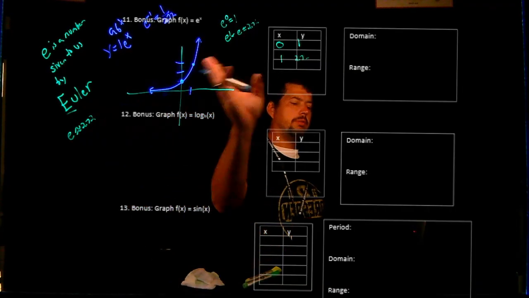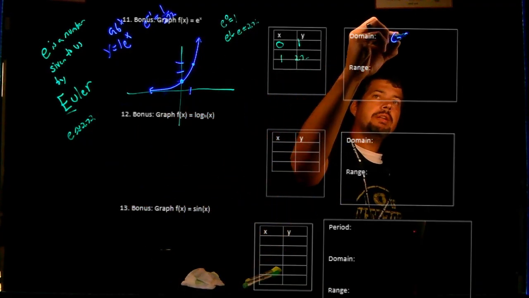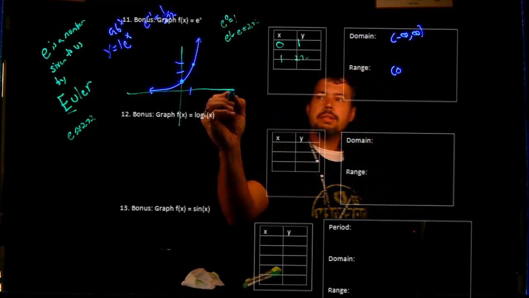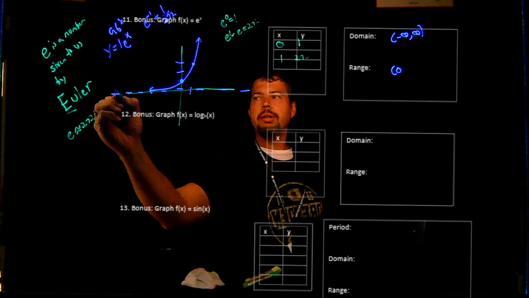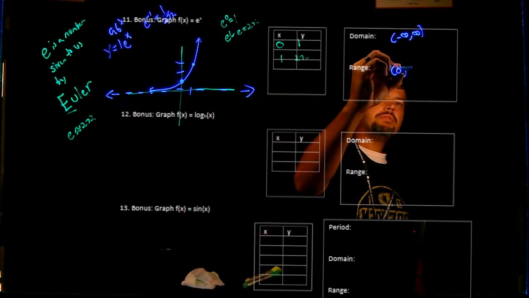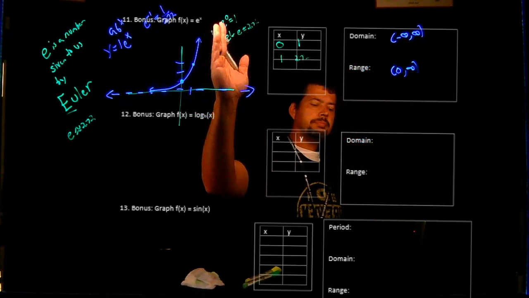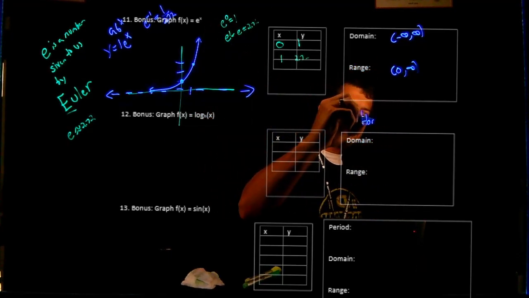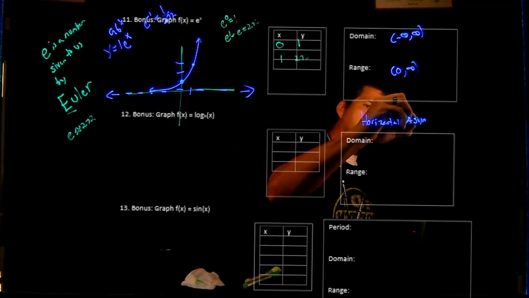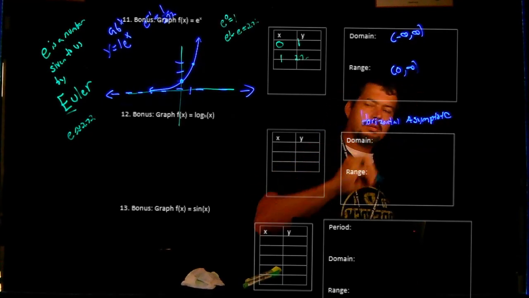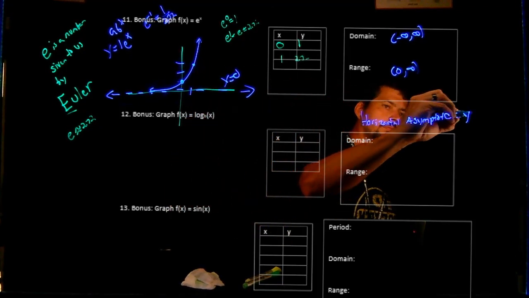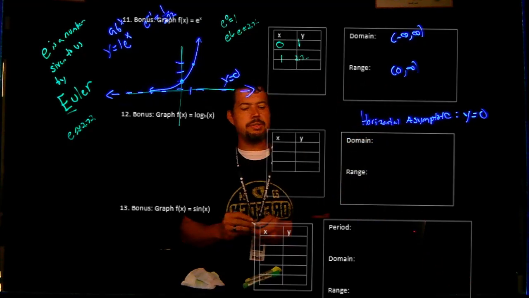Domain, left forever, right forever. Domain is negative infinity to infinity. Range gets ridiculously close to 0. You'll see it almost touches that line. Do you remember what we call that line? Think about it. But anyways, it gets close to a y value of 0, and then it rises to infinity as it moves right. The horizontal asymptote, that's what that line is, was at y equals 0. All right, there's Euler's number.